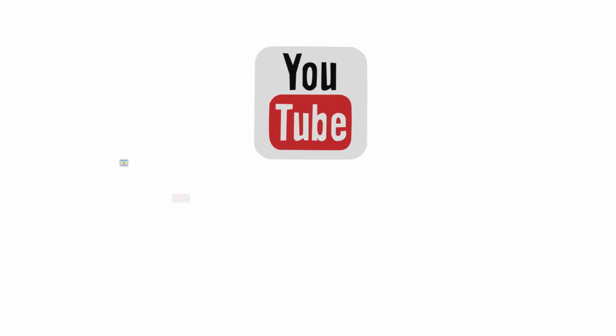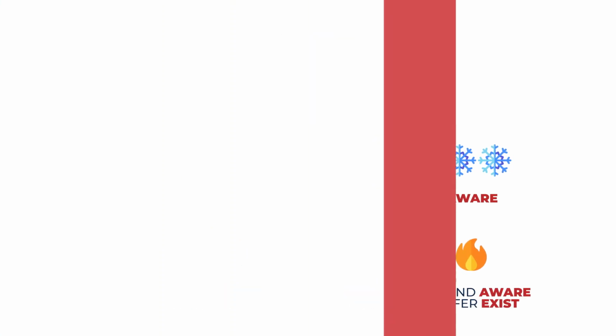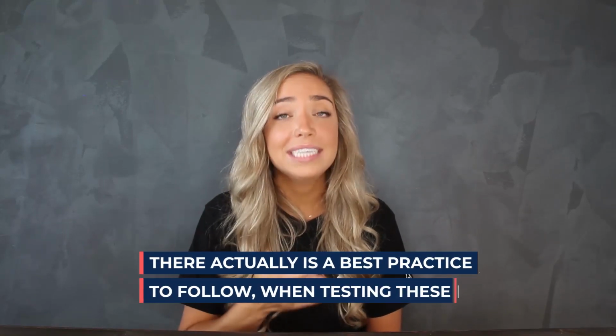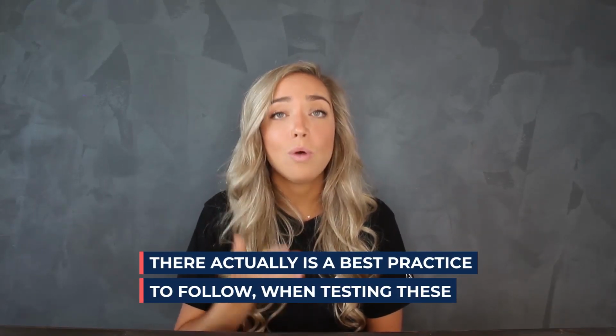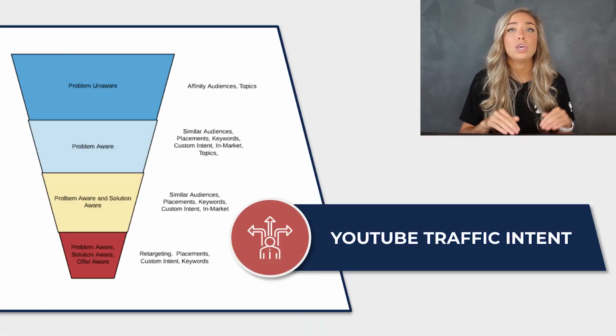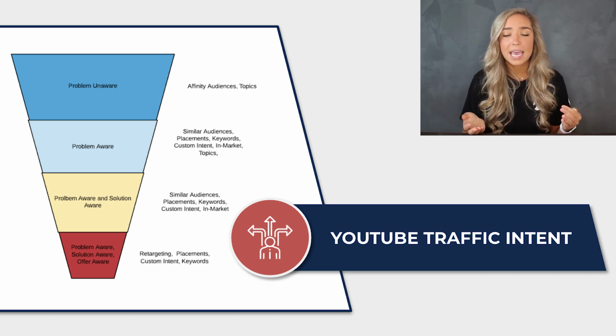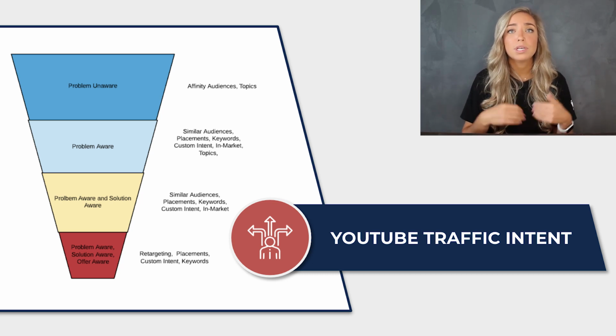With YouTube, you're able to test these various levels of traffic intent. And as hinted at in the title and at the beginning of this video, there actually is a best practice to follow when testing these. And then we're going to pop another graphic up on the screen. This outlines what the YouTube traffic intent looks like for each of these audiences. And as I mentioned before, you're gonna wanna start with the warmer traffic and then move to the colder groups once you're ready to take things mass market.